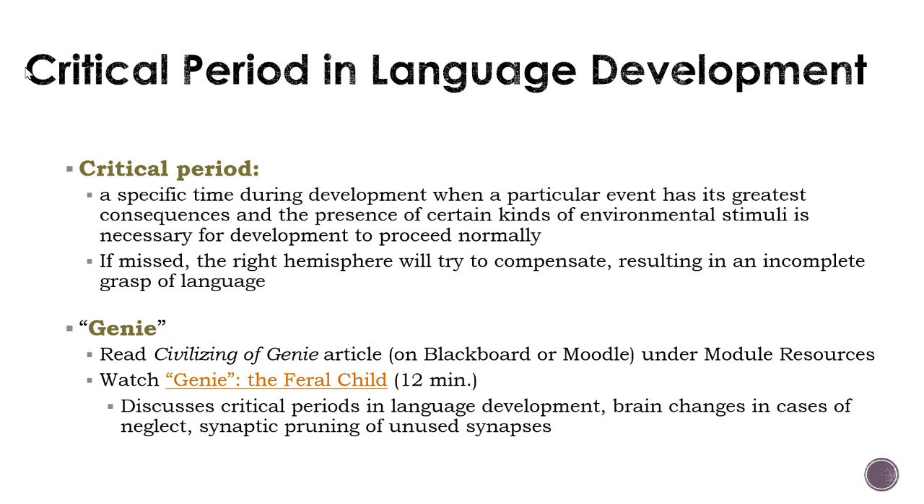Now we get to talk about one of my favorite topics in all of developmental psychology, the critical period. We mentioned this in chapter 1, and the critical period is a specific time during development when a particular event has its greatest consequences, and the presence of certain kinds of environmental stimuli is necessary for the development to proceed normally. Now, what does that mean? I'm so glad you asked. Basically, there's a certain period of time, and if a child is not exposed to language in general within this critical period, they will never learn language. That's what a critical period is. The language was just an example. Now we're talking about a first language. If during the first maybe 4 years of life, a child is not exposed to a first language, they will never fully develop language in their lives.